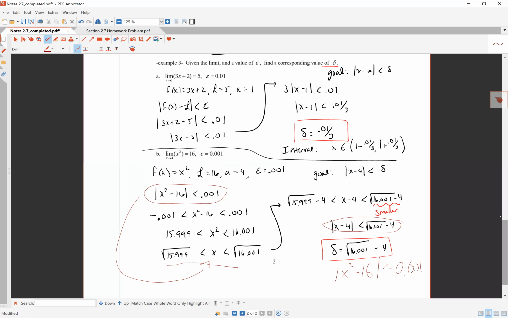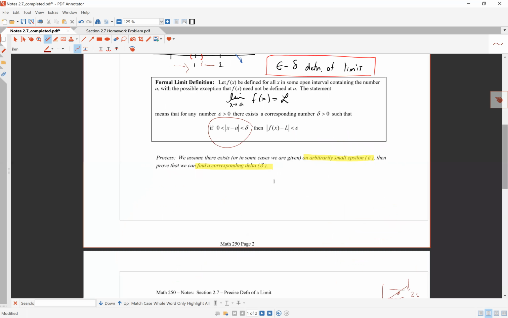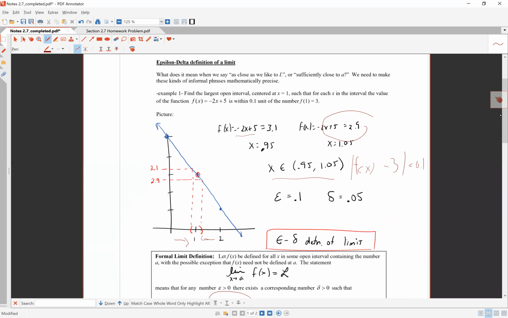Let me say one more thing, because I do think this is kind of a hard lecture. Let's go back to this first function here, 2x plus 5 equals 3.1. Let's say this function actually had a discontinuity. Let's say f of x is 2x plus 5 everywhere except at 1, and at 1, let's just say it's 4.